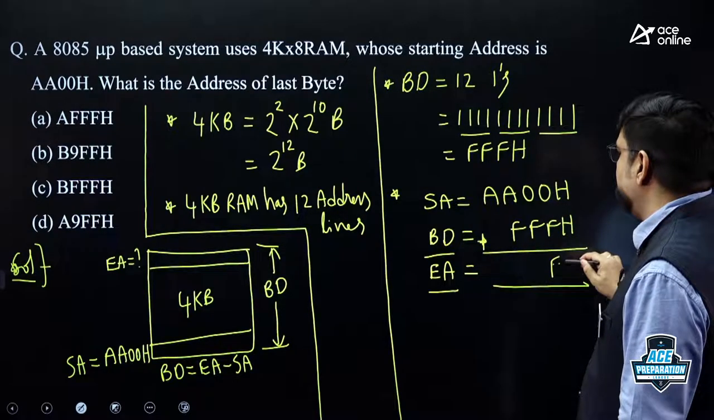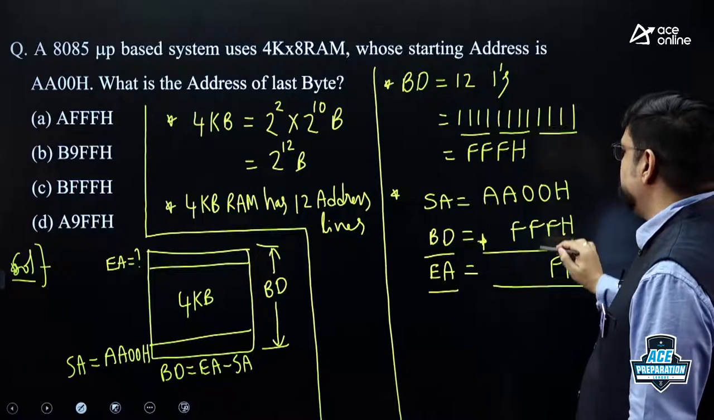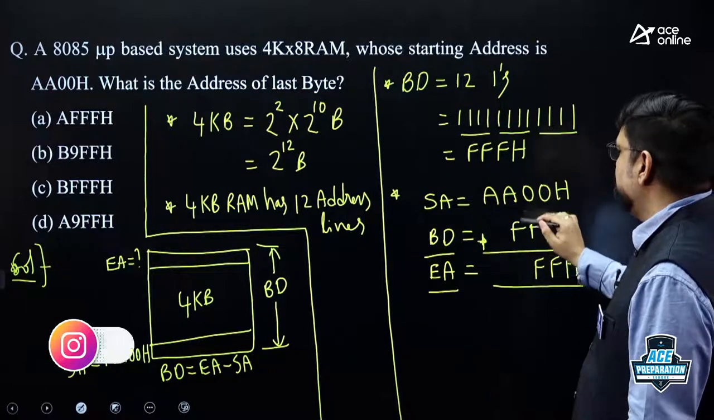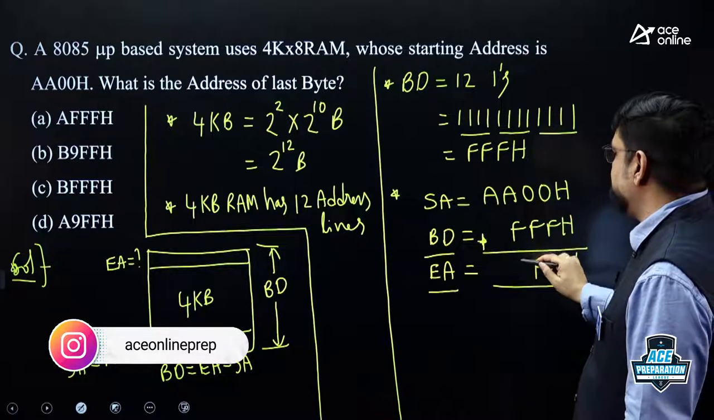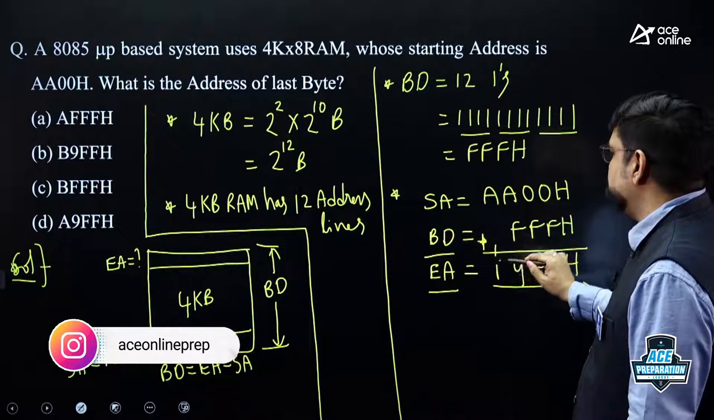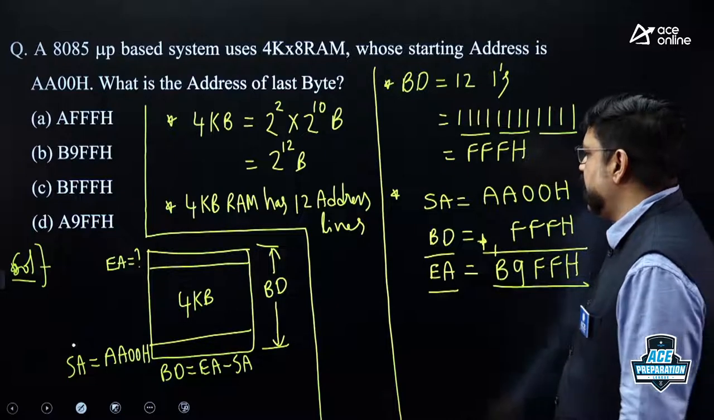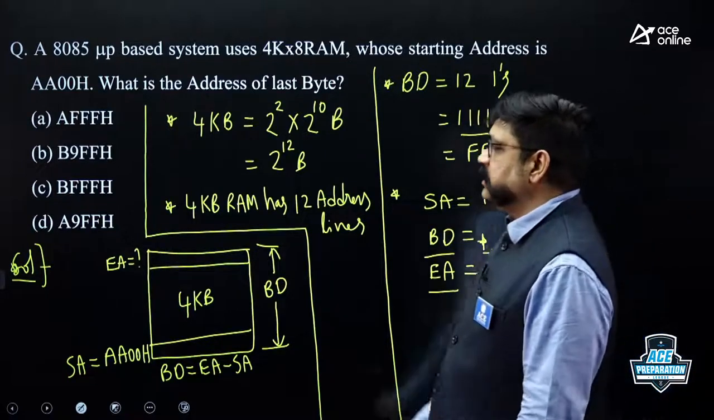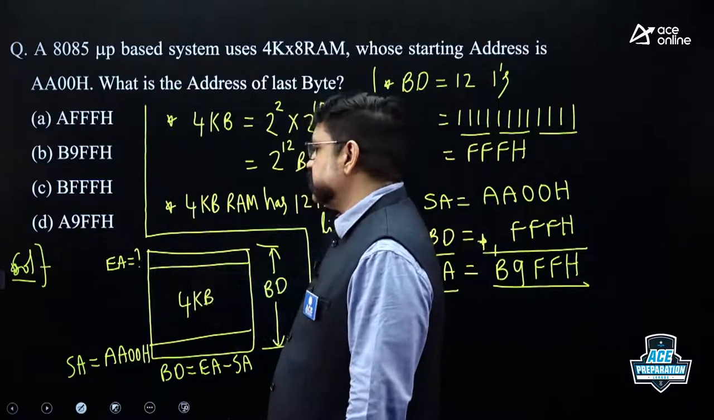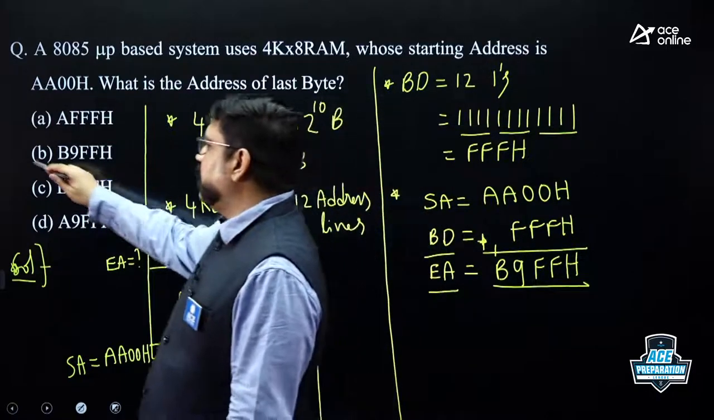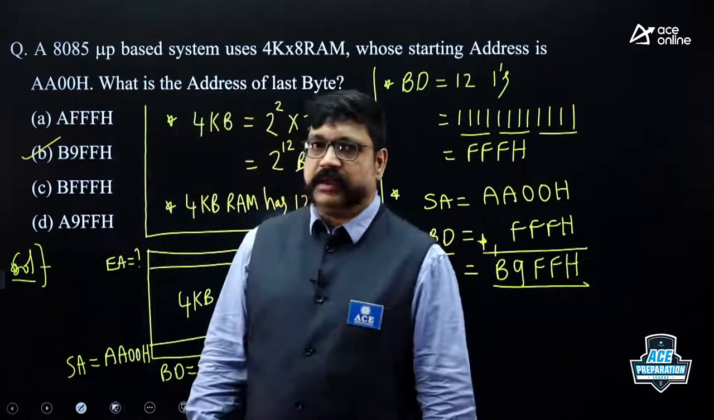0 plus F, I am doing directly F hexa. 0 plus F is F hexa. A plus F is, F plus 1 is 10, plus 9 is 19, A plus 1 is B, so B9F hexa is the end address. The last byte address of this 4 KB memory is the answer for the given question.